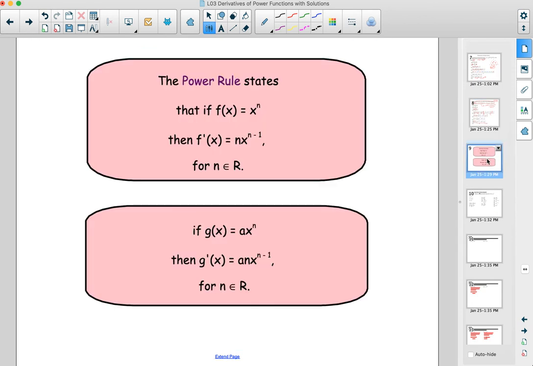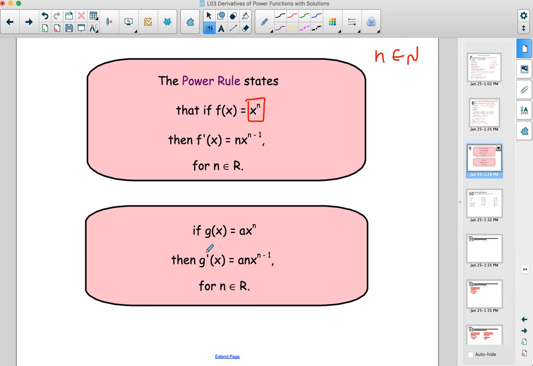So here's a bit of a summary. What's the power rule? The power rule states that if we have the function x to the n, where, I did prove this for natural numbers only, but it works for all real numbers. So if n is a real number, then f prime would be n times x to the n minus 1. If you have a constant times x to the n, where n is any real number, then its derivative g prime would be a times n times x to the n minus 1. So these are the power rules.